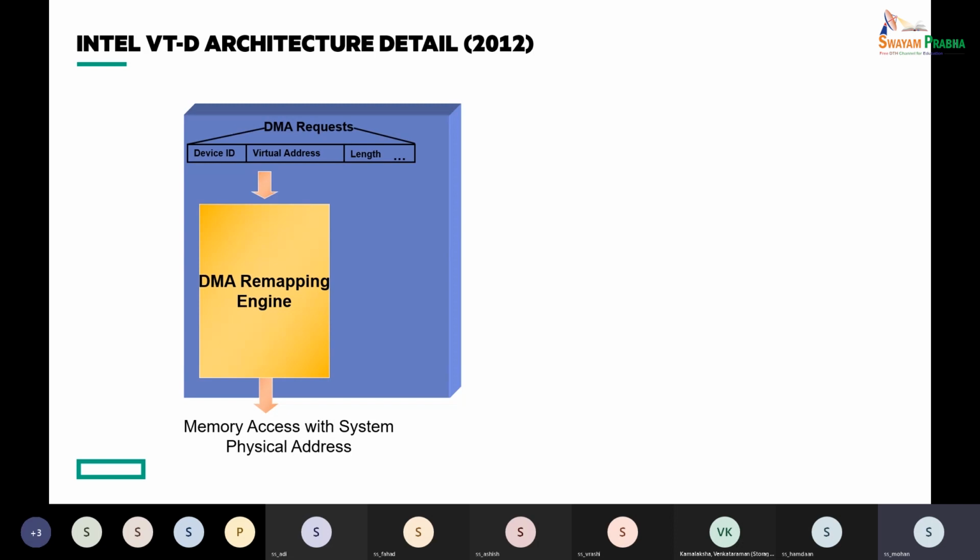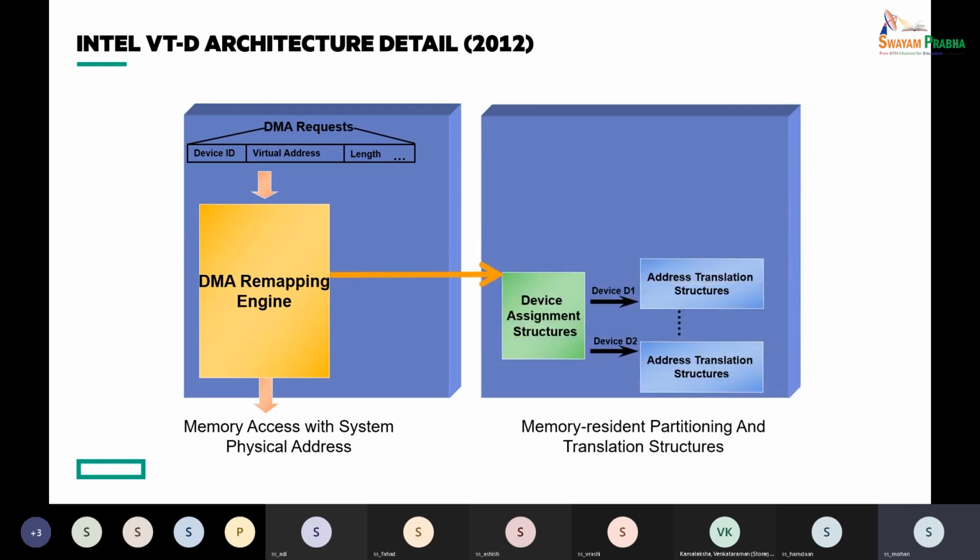So with VTD, what Intel did was that you could set up a remapping engine. Similar to the page tables which we saw with memory, you could have a remapping engine to map from a guest physical address to a host physical address. You could have the translation set up, and this was set up again in the processor, and you could set it up for each of the devices.